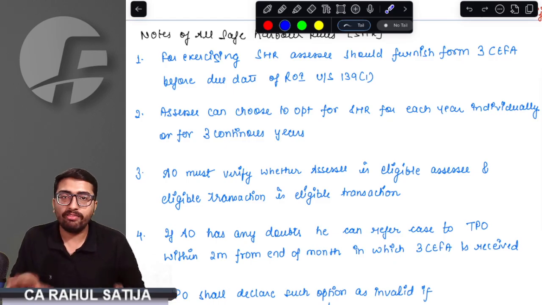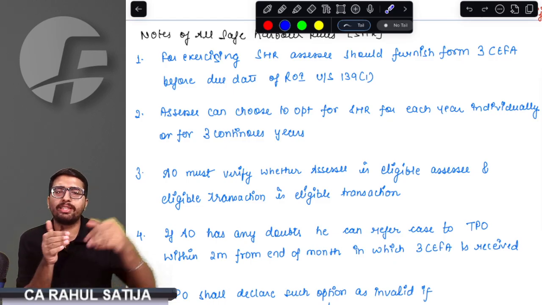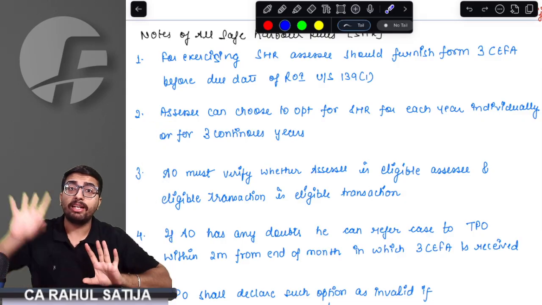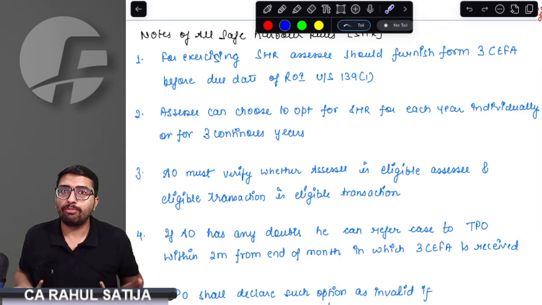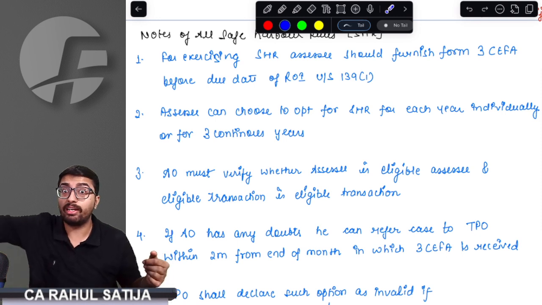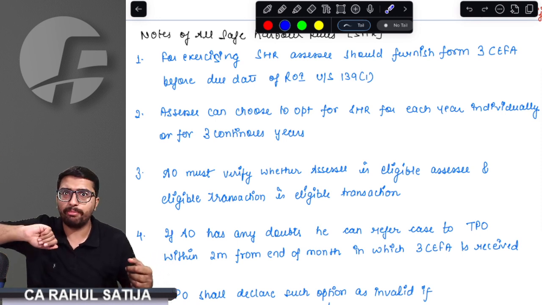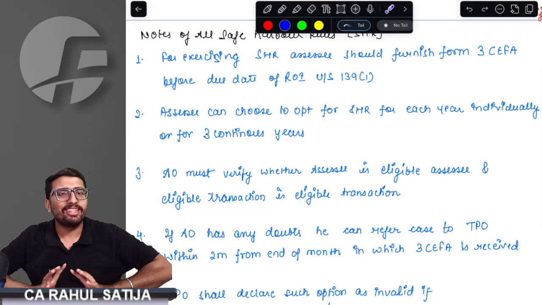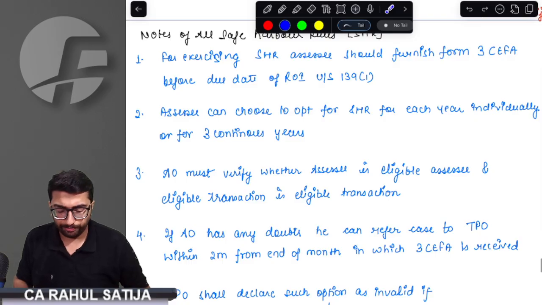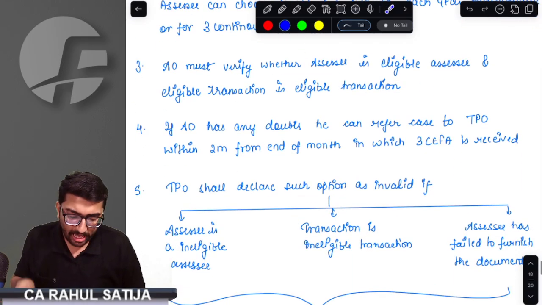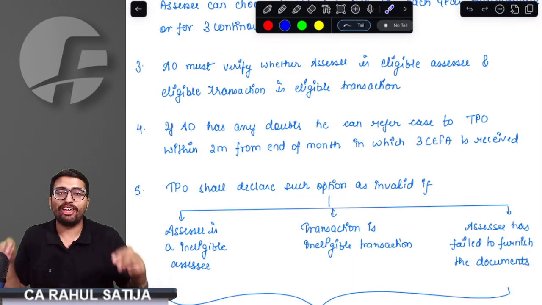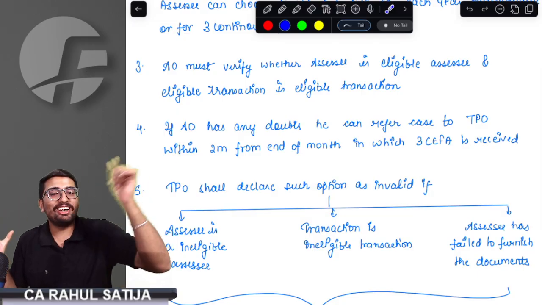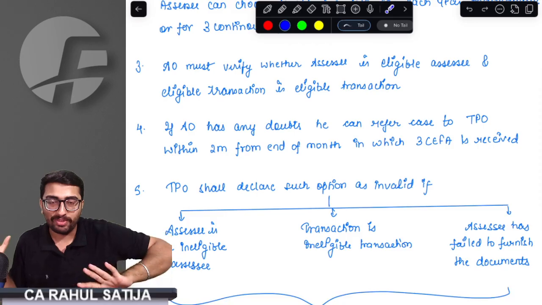Whenever he files the form and chooses to opt for safe harbor rules, there is an assessing officer who will check whether the SSC is eligible and the transaction is eligible. See, if I am not providing any software development services and still offering 17% only, the assessing officer will object. So the assessing officer has to check whether I am eligible and the transaction is eligible. If the AO doesn't understand anything, he will refer the case to the TPO.